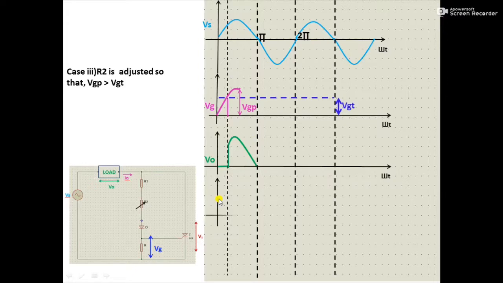Similarly for current, load current I0, this is the waveform for I0 versus omega t. When the thyristor was off, I0 was negligible or 0. And when it is turned on at this instant, I0 would be this value, which is I0 following V0 because this load is resistive load.